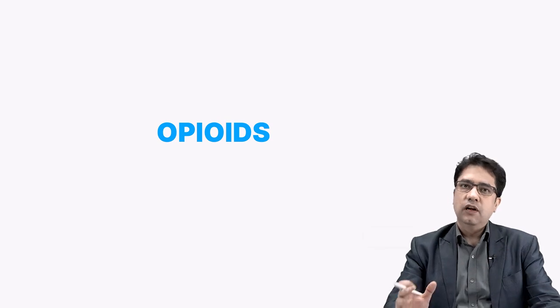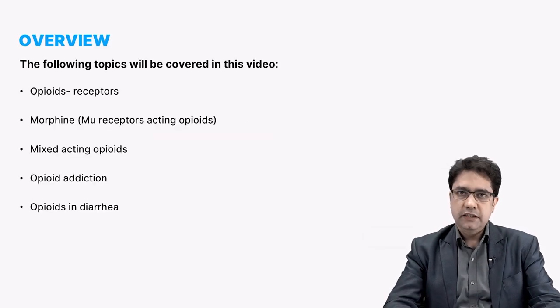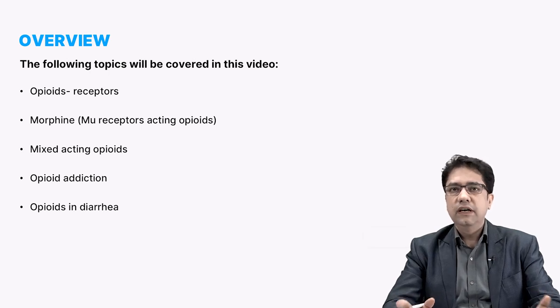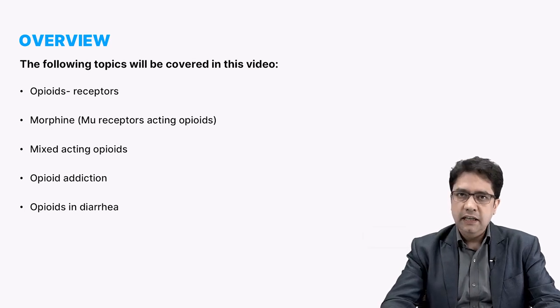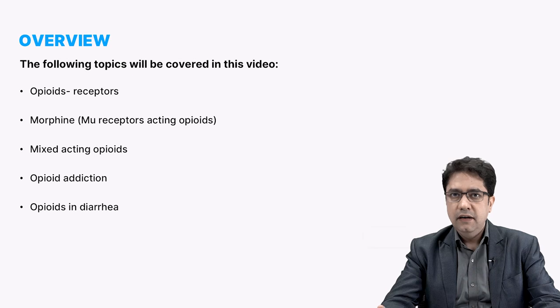Hello students, so now let's discuss opioids. In this section, first we will discuss the different opioid receptors present in our body and their effects. Then we will discuss drugs. In drugs we will discuss morphine, which acts on mu opioid receptors.